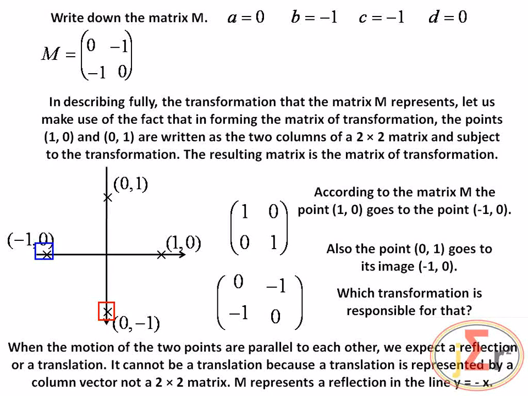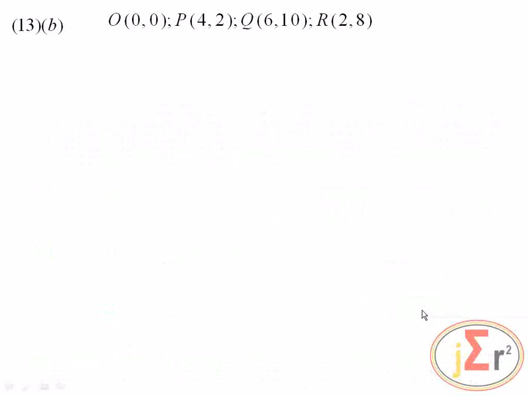M therefore represents a reflection in the line y is equal to negative x. So this one is reflected perpendicular to the mirror line, and this one is reflected perpendicular to the mirror line, like so. There we have 3 points and the origin, 4 points in all.